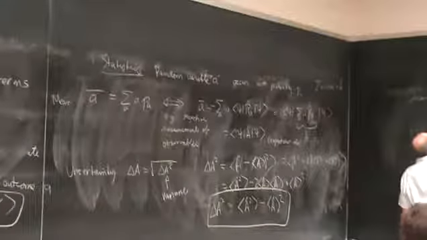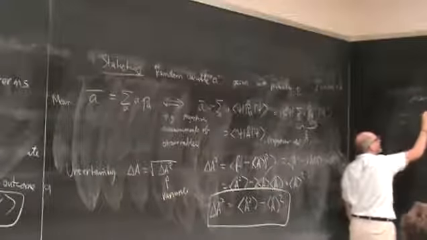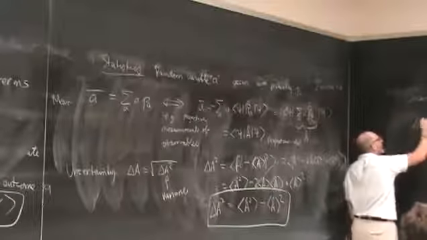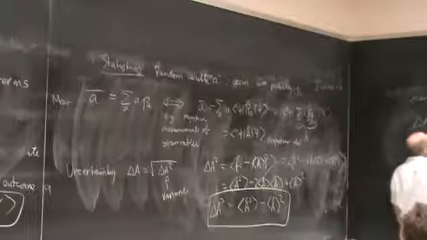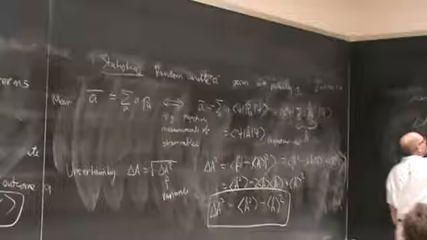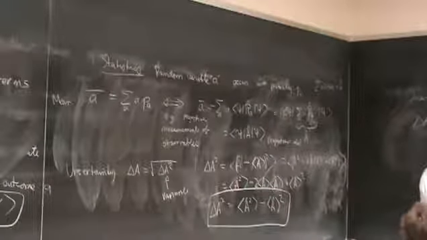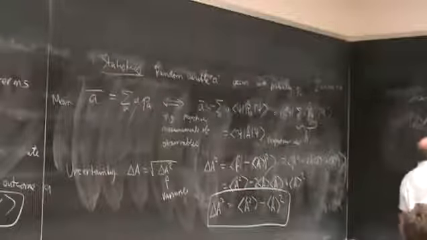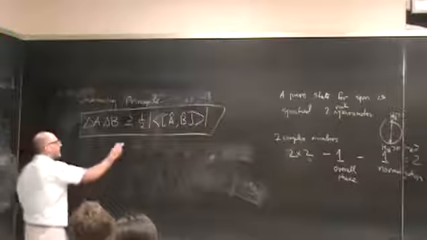The uncertainty principle states the following. The product of the uncertainties for two observables in a given state must be greater than or equal to a half the expected value of the commutator. This is, of course, with respect to a given state.